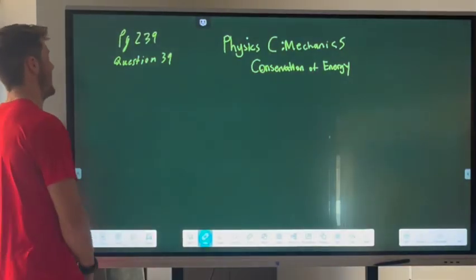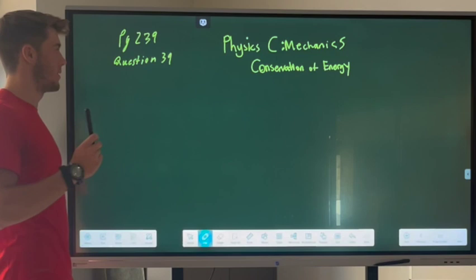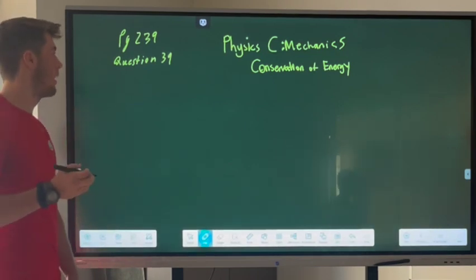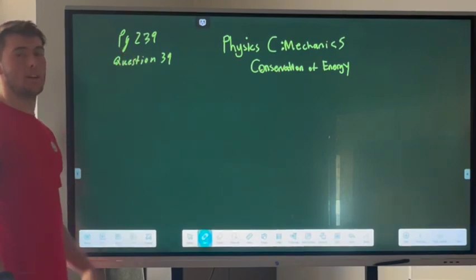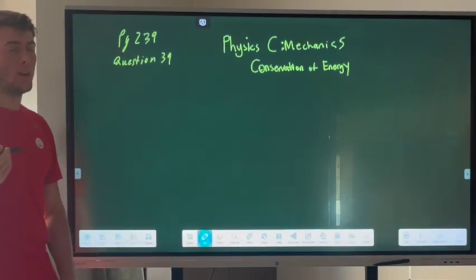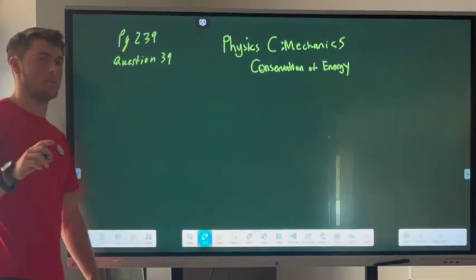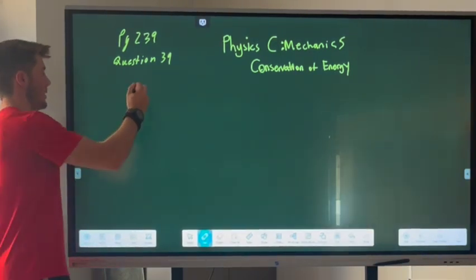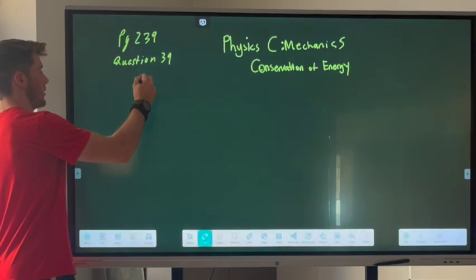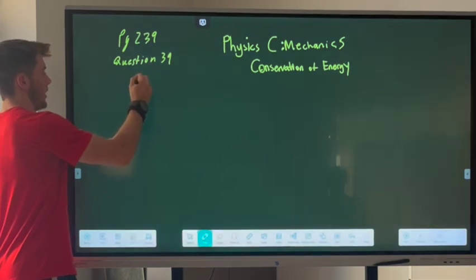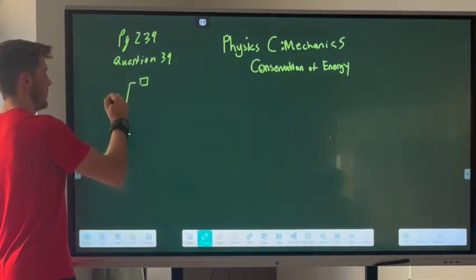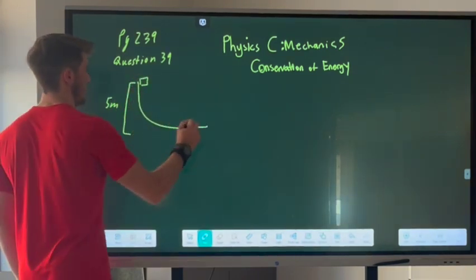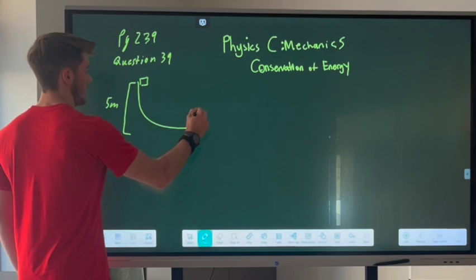Okay. So basically what we're going to do, this is for AP Physics C, Mechanics, Conservation of Energy. This is page 239 of the textbook, question 39. So first thing we're going to do is draw a little diagram of the question. If you read, there is a 3 kilogram box at a height of 5 meters that is dropped onto a slope, and there's a spring down here.